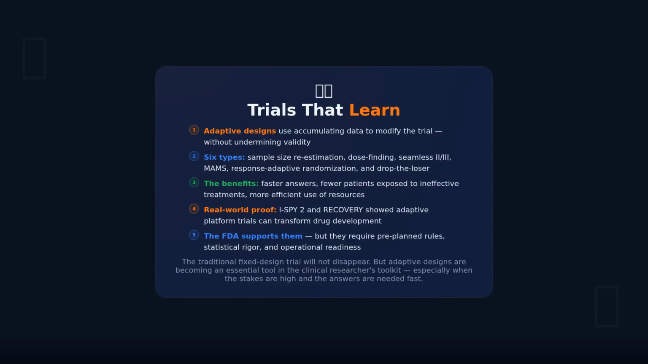So here is what we learned. Adaptive designs use accumulating data to modify trials. 6 types: sample size re-estimation, dose finding, seamless 2/3, MAMS, response adaptive randomization, and drop the loser. Benefits: faster answers, fewer patients exposed to ineffective treatments. Real-world proof: I-SPY2 and RECOVERY. The FDA supports adaptive designs with pre-planned rules. The traditional fixed trial will not disappear, but adaptive designs are becoming an essential tool.